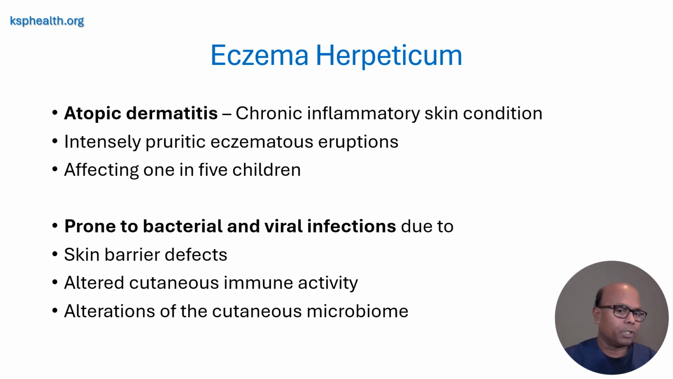The third condition we are going to talk about is Eczema Herpeticum. It is one of the complications of atopic dermatitis, as you all know. It is a chronic inflammatory skin condition. Intensely pruritic eczematous eruptions happen mostly in flexural areas and affect 1 in 5 children. These children are prone to bacterial and viral infections due to skin barrier defects, altered cutaneous immune activity, alteration of cutaneous microbiome.